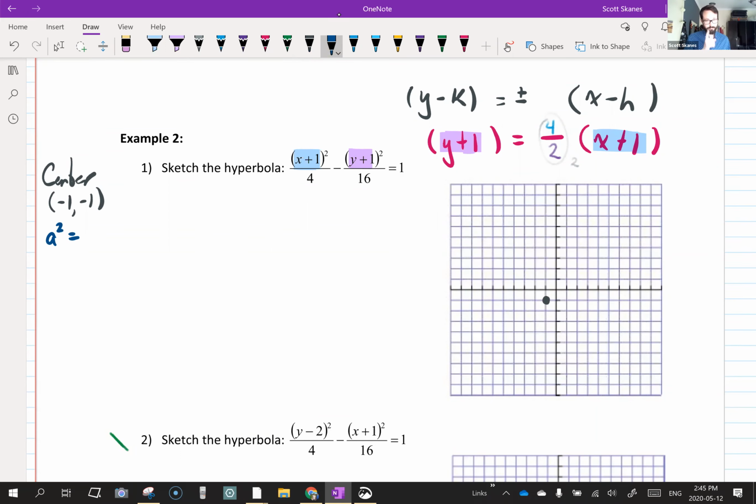Thank you, Tarek. A, in this case, for hyperbolas. It's easy to get this mixed up with the ellipse. It's not the biggest one anymore. It's the first one. It's always the first one for hyperbolas. So in this case, it's 2.